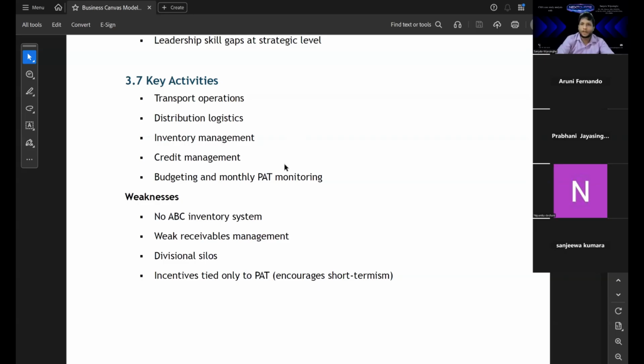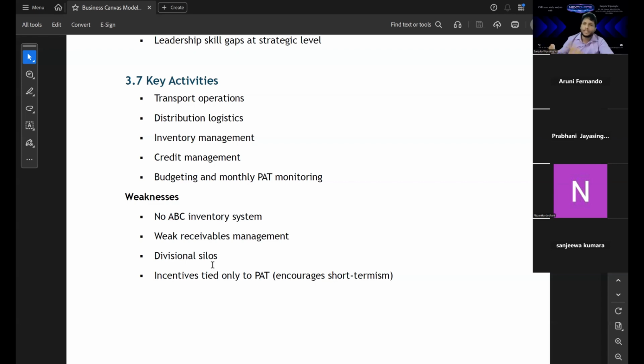Now you have analyzed them. Now understand how we are going to do this. Then the weaknesses you identified: no ABC inventory system, weak receivable management, divisional silos are there, because the divisions themselves have isolated from the main business. Their leaders are focusing on operational efficiency, not strategic leadership, not giving visionary leadership to the business.